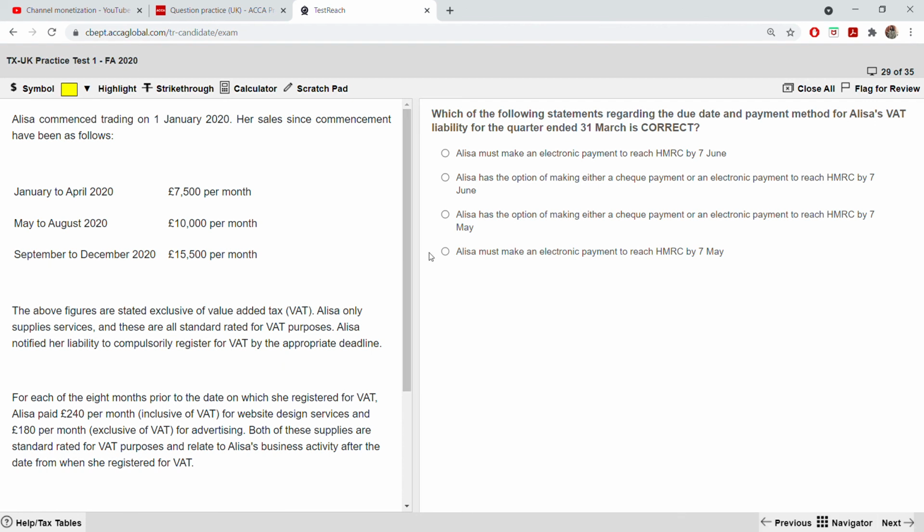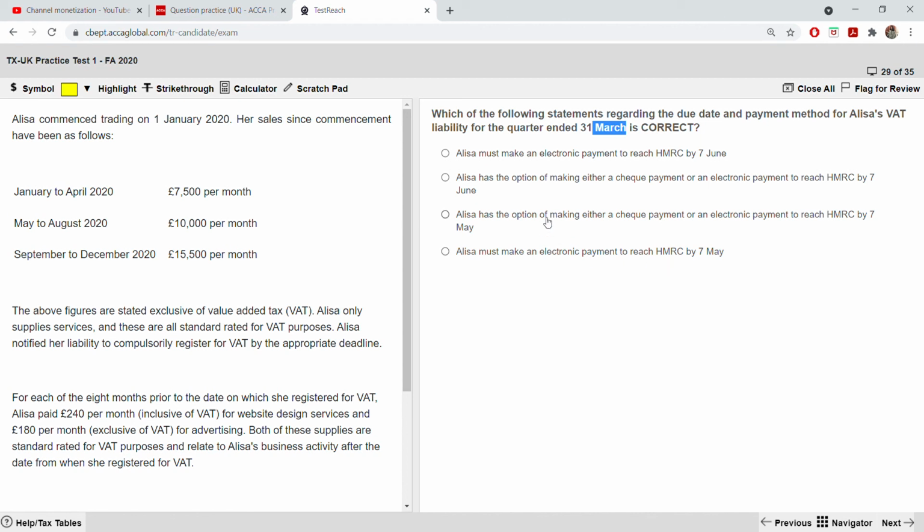Next. Which of the following statements regarding the due date and the payment method for Alisa's VAT liability for the quarter ended 31st March is correct? Alisa must make an electronic payment to reach HMRC by 7th June. Alisa has the option of making either cheque payment or electronic payment to reach HMRC by 7th June. Alisa has the option of making either cheque payment or electronic payment to reach HMRC by 7th May. Alisa must make an electronic payment to reach HMRC by 7th May.